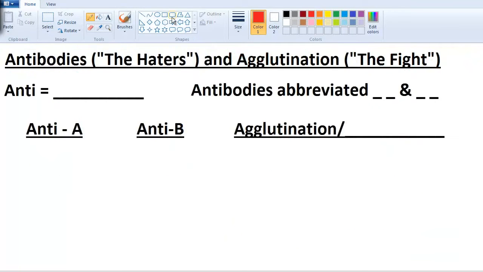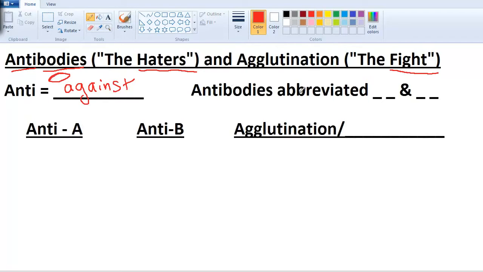Okay, moving on. Antibodies. These are going to be the haters at our party. They're going to cause agglutination, or they're going to cause a fight. Whenever you have haters, you have fight. So, anti. What does anti mean? Anti means against. Against the bodies being the red blood cells.